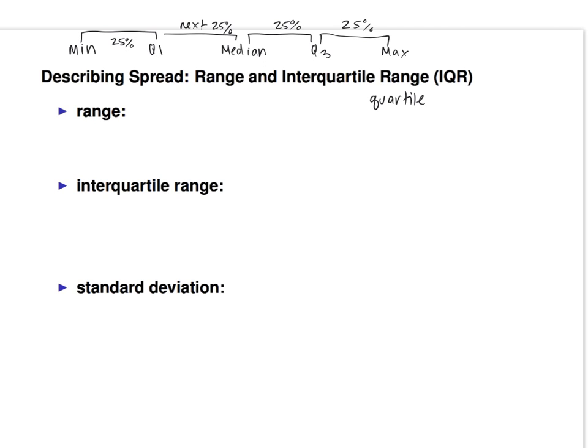So range. Now the range is how far it is from your lowest to your highest value. So the way to find the range is to do your max minus your min. Max being highest, min being lowest, right? What do you think interquartile range means? The range in between the quarters, right? So from Q1 to Q3. You find that using Q3 minus Q1. So the range in between the quarters.